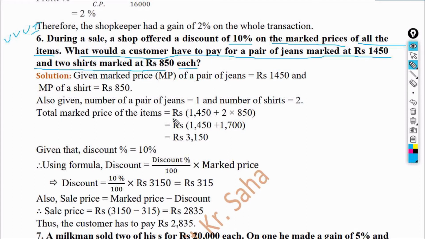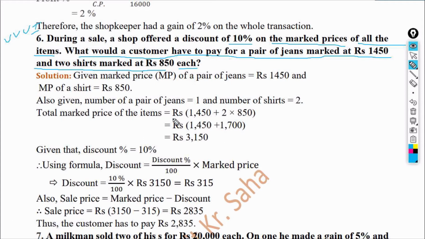Read the question carefully. During a sale, a shop offered a discount of 10% on the marked price of all the items. What would a customer have to pay for a pair of jeans marked at rupees 1,450 and 2 shirts marked at rupees 850? Then a pair of jeans and 2 shirts. First of all, let us calculate the total marked price of the items.